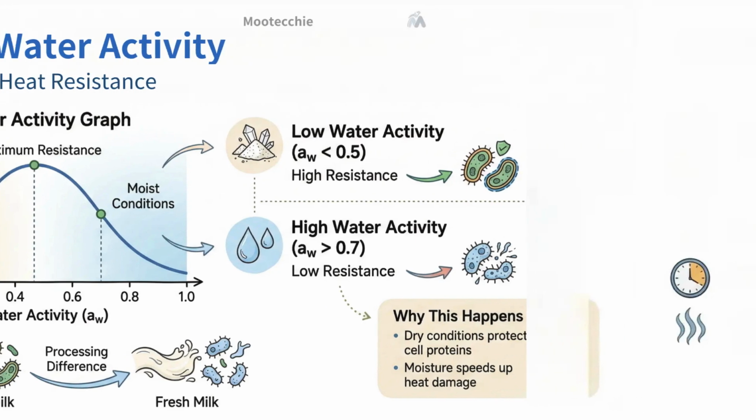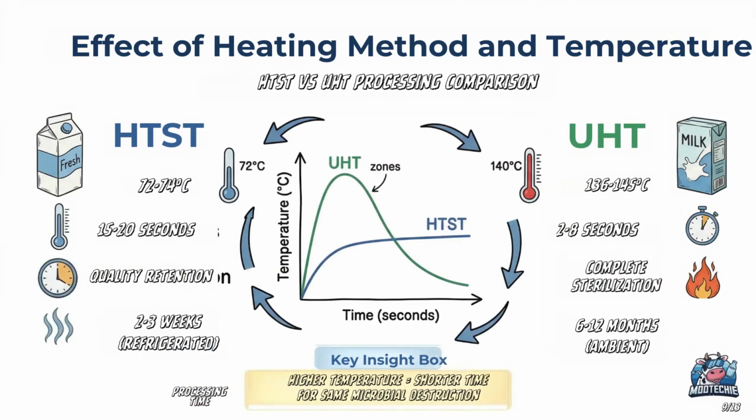The heating method and temperature also influence microbial destruction. For example, HTST pasteurization uses temperatures around 72 degrees Celsius for about 15 seconds. This process destroys vegetative cells while preserving product quality. UHT processing uses much higher temperatures, around 136 to 145 degrees Celsius, for only a few seconds. This process achieves commercial sterility and allows milk to be stored at room temperature. The key principle is that higher temperature allows shorter heating time for the same microbial destruction.